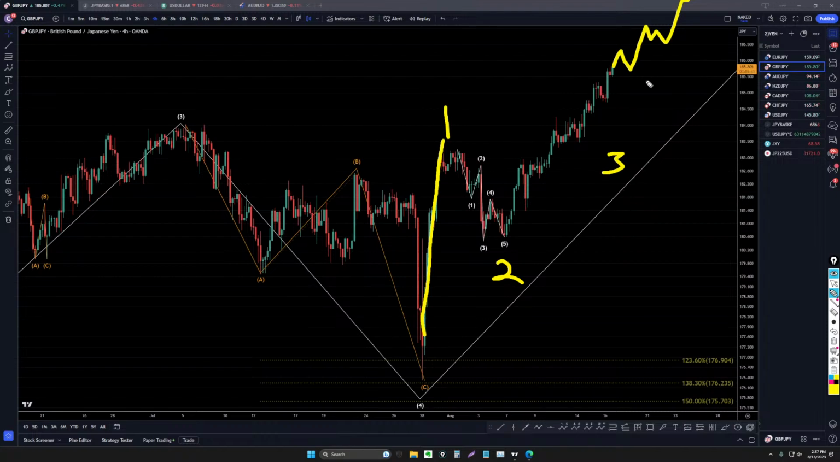So I think we're in a wave 3, and I definitely don't see any sign that this wave 3 is over. I definitely am looking for longs, especially on shorter time frames.